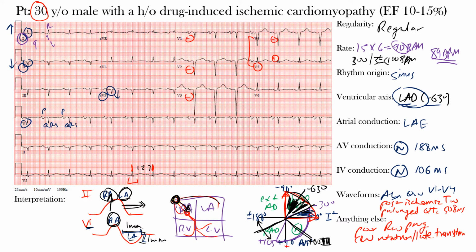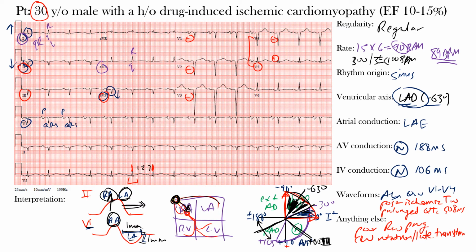Okay, so we call this a QR complex. And the same thing with AVL. We have a small Q and a big R wave. So that's a QR complex. And then in the inferior leads, we see RS complexes. Okay, so the inferior leads would be 2, 3, and AVF.